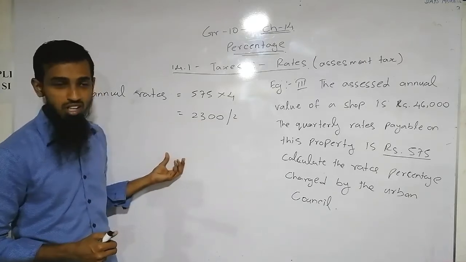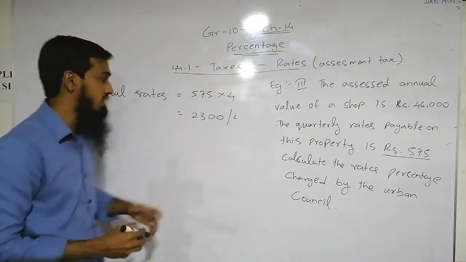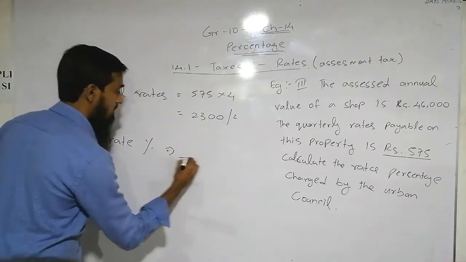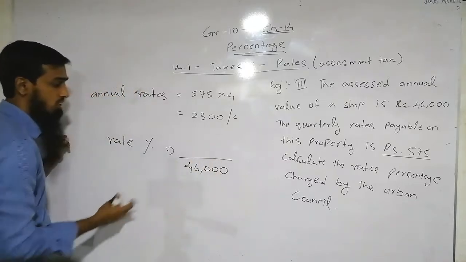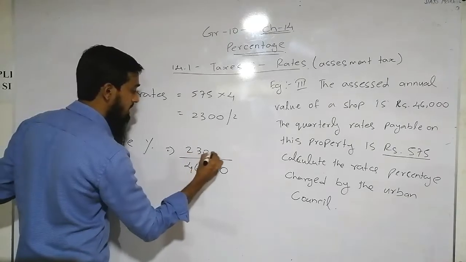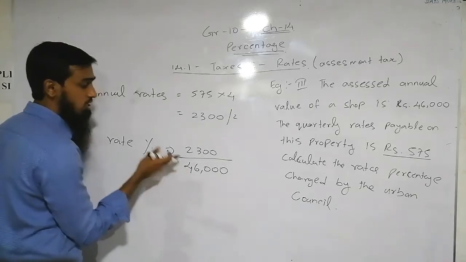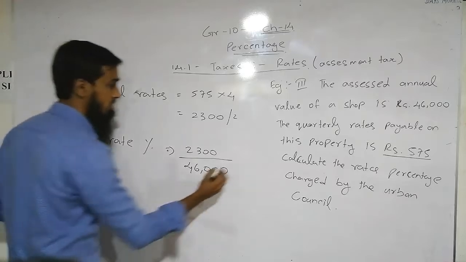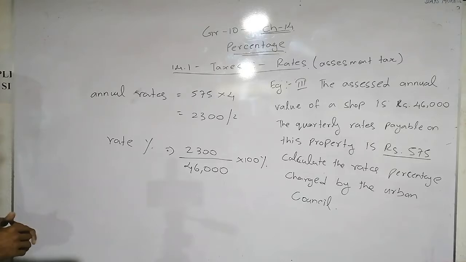So 2,300 over 46,000, multiplied by 100, we have studied as the percentage. So the rate percentage. On the annual value of 46,000, the claim is 2,300. Okay, 2,300 out of 46,000, when expressed as a percentage, is called the rate percentage. So into 100. If you simplify it, you can easily gain the percentage.